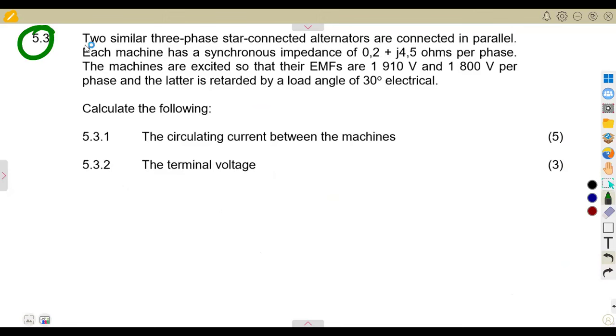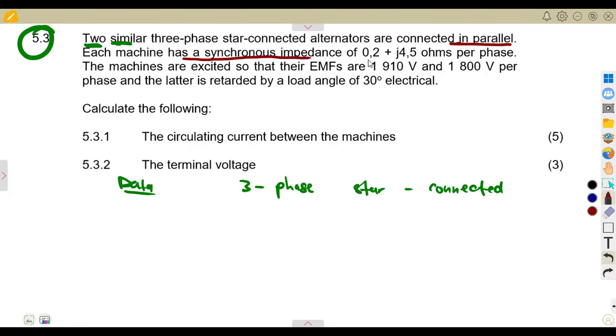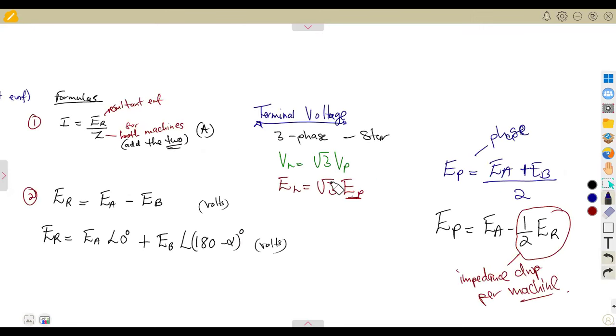5.3. Three phase star connected alternators. So that's a three phase star connected. All right, this is what you're given. They are connected in a parallel connection. Each machine has a synchronous impedance. That is why I was saying the impedance is to be taken as the total for both machines. So you add the two.